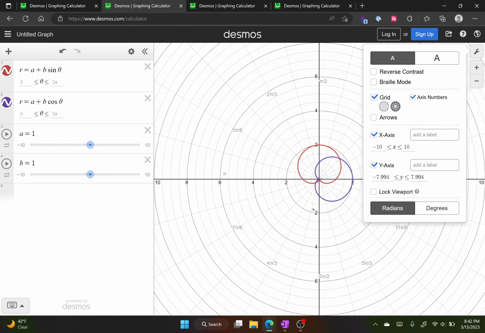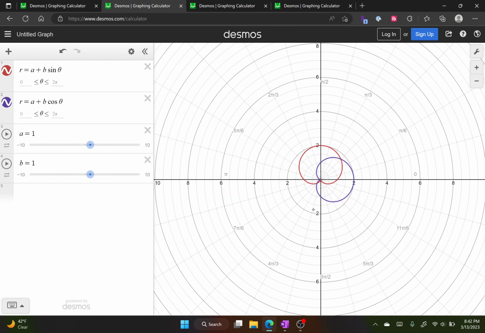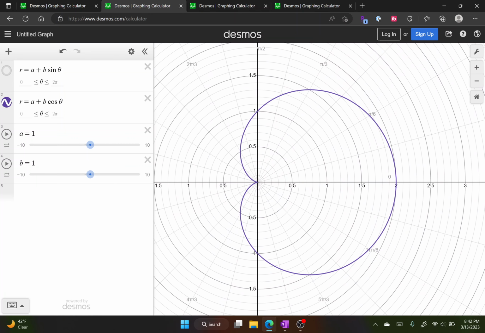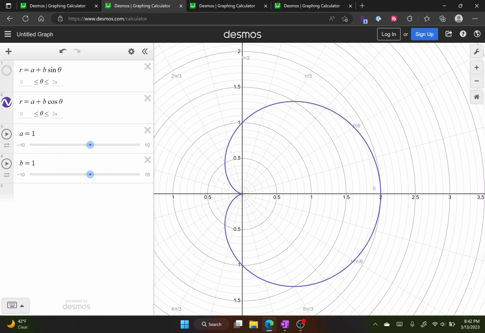So here, in this case, a is 1, b is 1. Let's look at the cosine graph. And this is what it looks like. It is a cardioid. The maximum radius here is going to be 2 because we add those two numbers together. Our minimum radius is going to be over on this left side of the graph, as it is going to go back into 0.